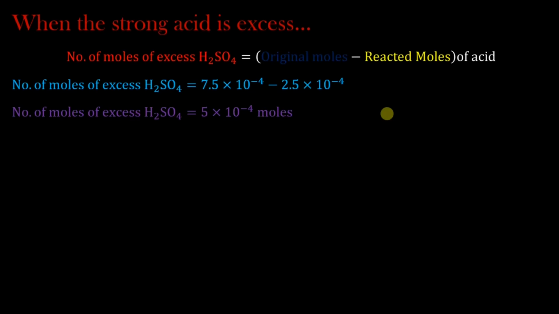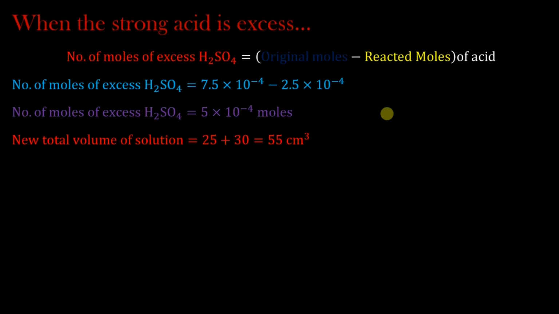And now that we have the number of moles of excess sulfuric acid, what we need to know now is that this number of moles is contained in a new volume, not in the original volume. So it is necessary for us to calculate the new volume. That is, we get the volume of the acid, add the volume of the base, and we get the total volume of the resultant solution. So that would be 25 plus 30, giving us 55 cubic centimeters.